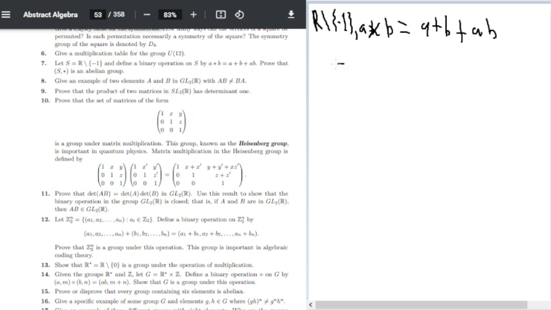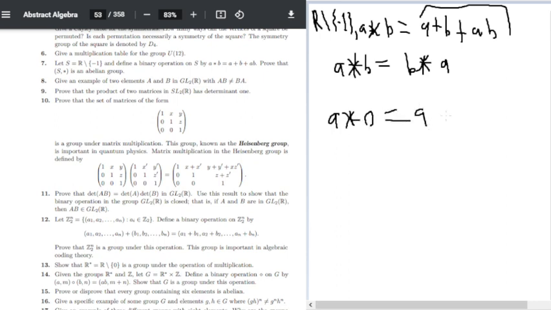So first of all, it's very obvious to see that A star B is equal to B star A, just by the commutativity of everything in this. So for inverses and identity, we only need to show them one way. So first of all, A star 0 is equal to just A. So we have 0 as the identity.